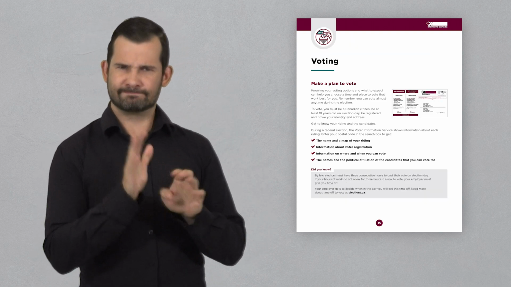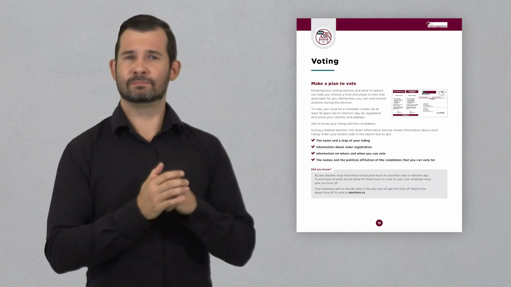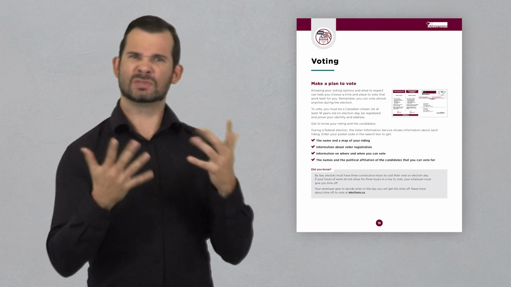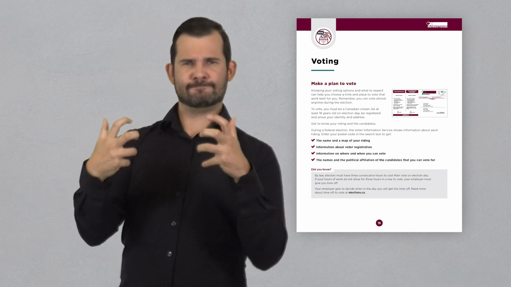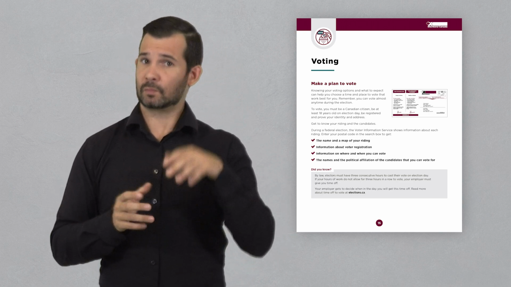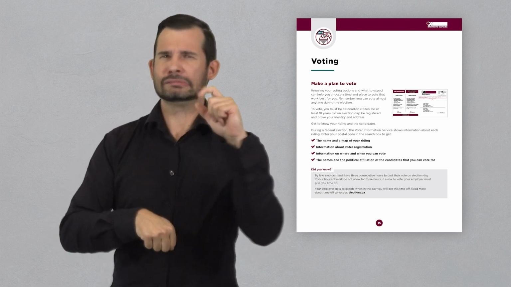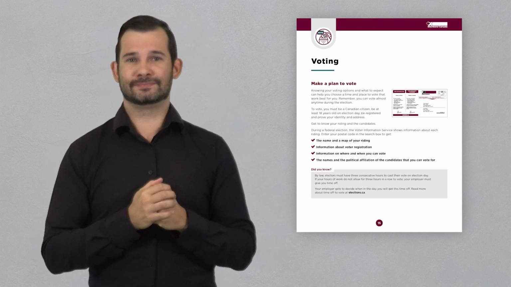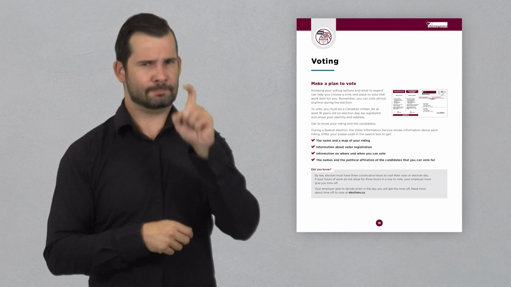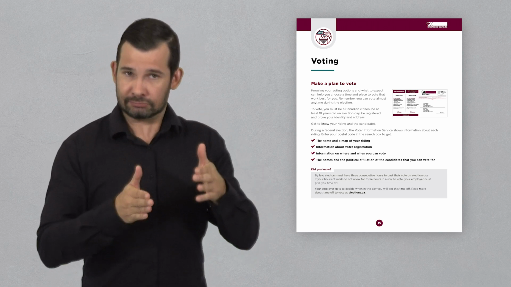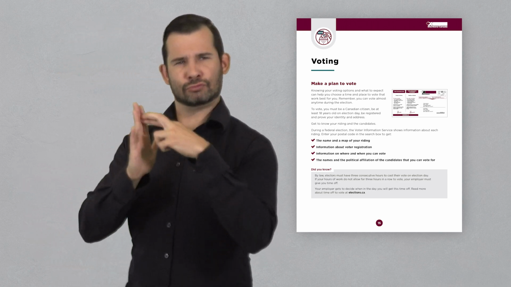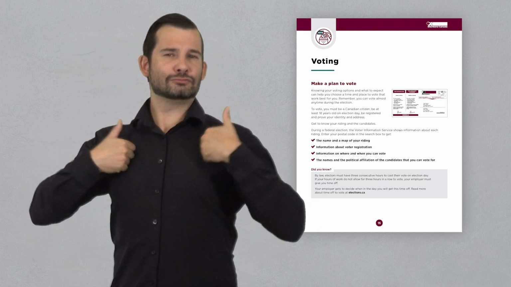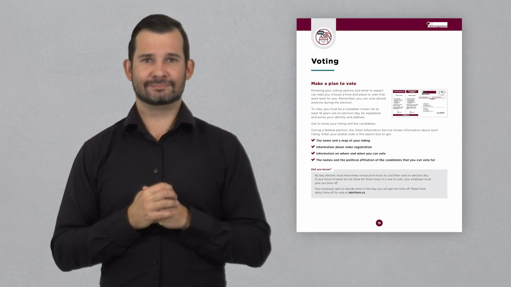Voting. Make a plan to vote. Knowing your voting options and what to expect can help you choose a time and place to vote that work best for you. Remember, you can vote almost any time during the election. To vote, you must be a Canadian citizen, be at least 18 years old on Election Day, be registered, and prove your identity and address.